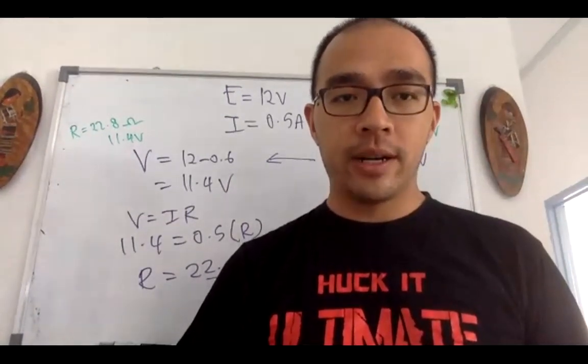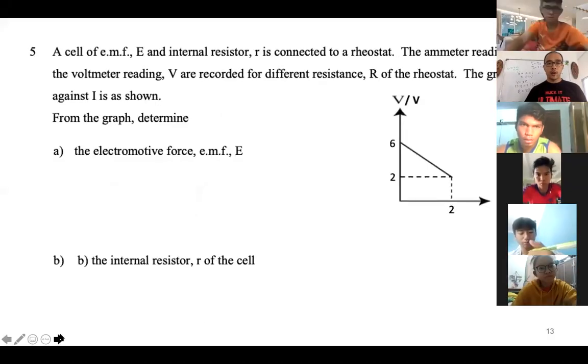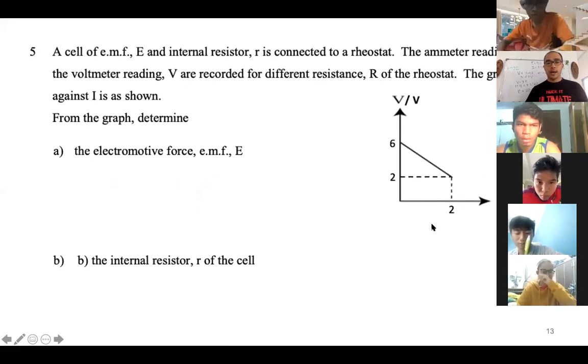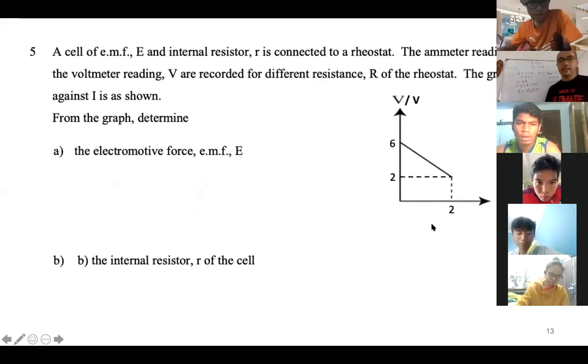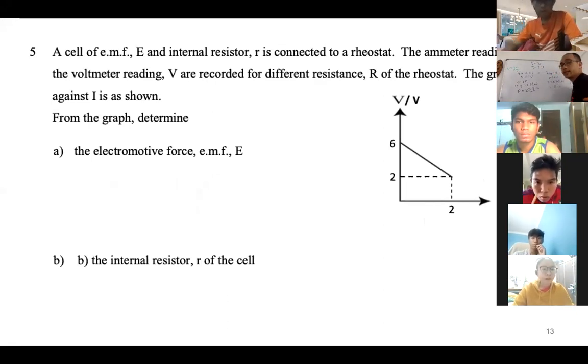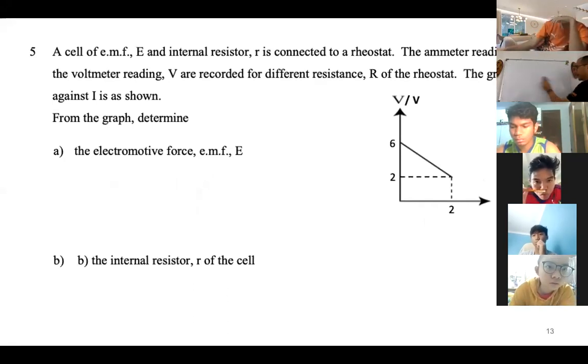I think we have another question, which is the last one, I think. Okay, so this one I'm just going to show it to you because it's part of the slides. A cell of EMF, E, and internal resistor is connected to a rheostat. The ammeter reading, and so on. This is the experimental question. If you have done the experiment, then this graph will make sense to you.